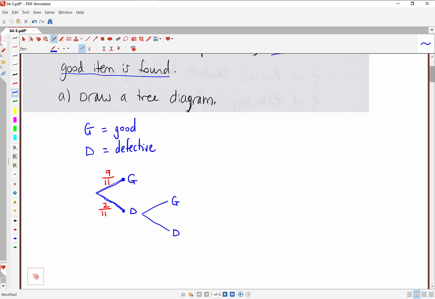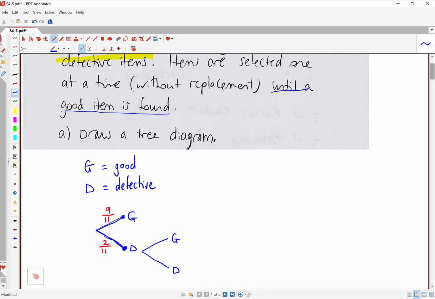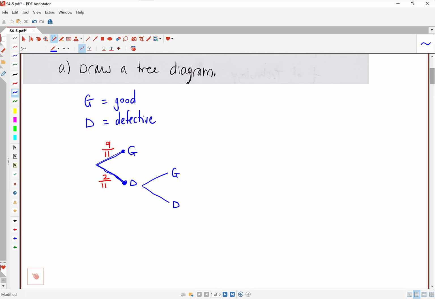Now let's say we went along the bottom branch of the tree here and we actually chose a defective item. We now need to update what our shipment looks like because we've pulled one of the defective items out of the shipment and we said that we're doing this selection without replacement. So once we choose an item, it's not going back into the box. So let's think about what kind of items are in the box. There would still be all 9 good items in the box, but there would now only be 1 defective item in the box. So that's what our shipment looks like at this point. And these are the numbers that we're going to use for the second branch of the tree.